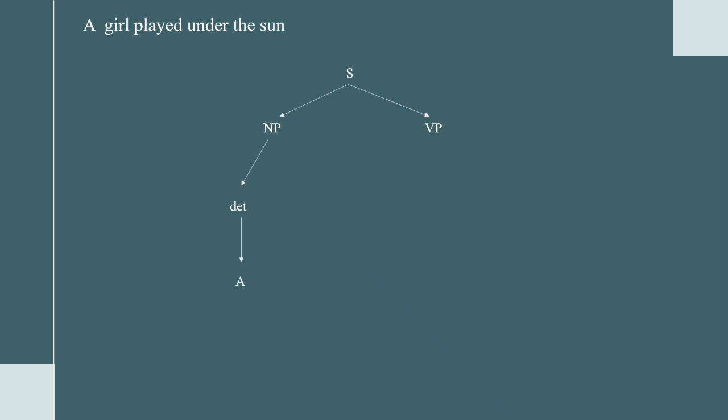Same with the second word, girl. The word girl is the head word of our NP, so this is a noun. On our VP, our verb here is played. On the other hand, let's have a PP, short for prepositional phrase, since our prepositional phrase modifies the verb by using the word under. Let's have another set of NP or noun phrase for the determiner the and the noun sun.